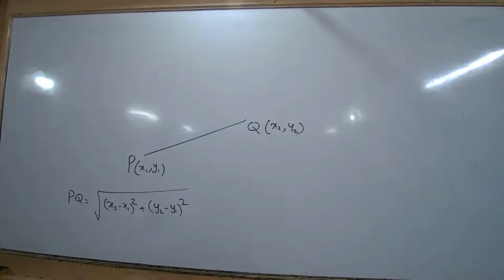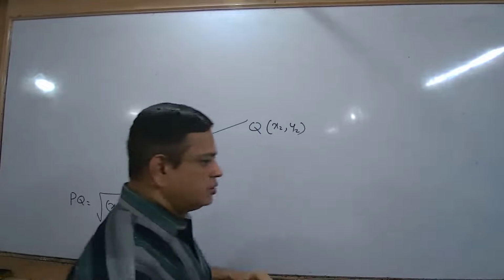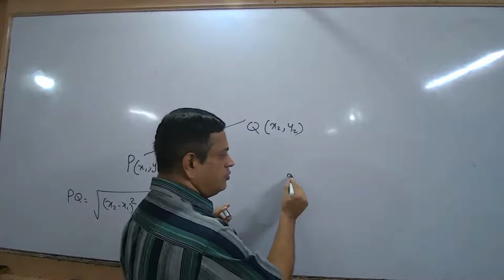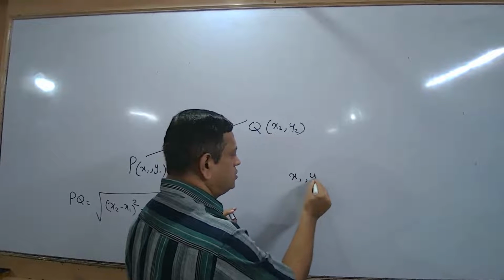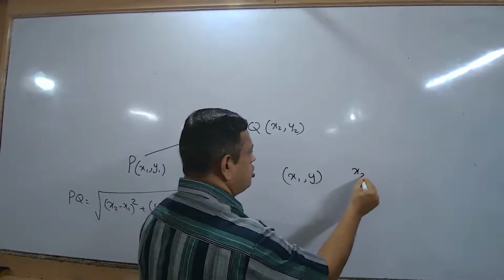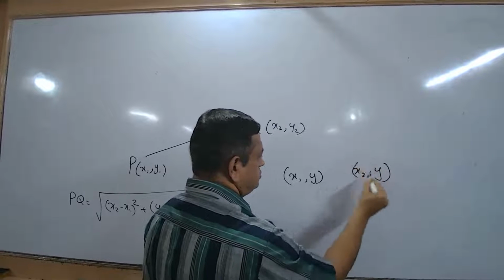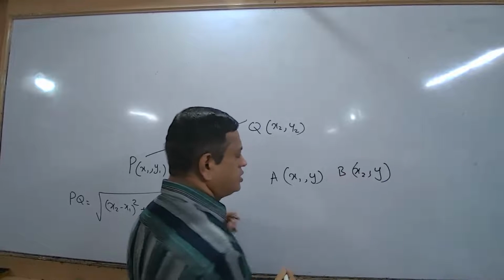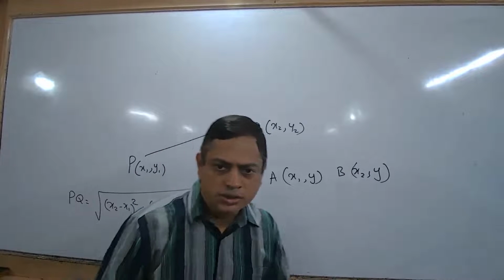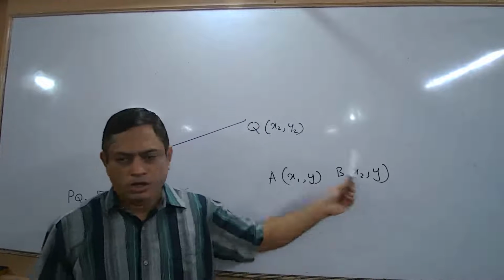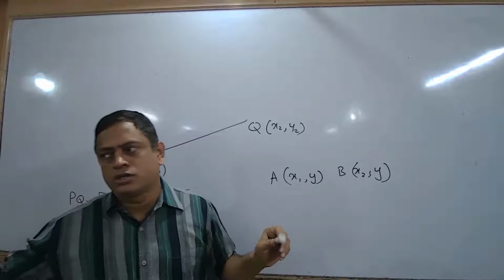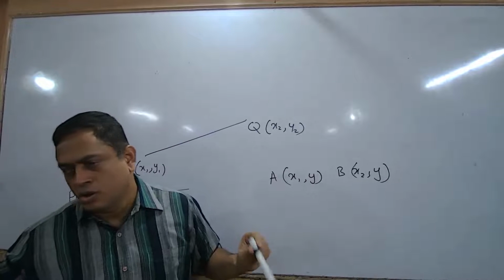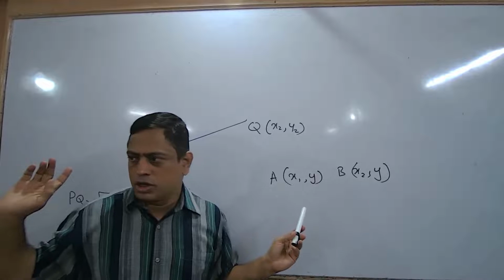Next is if 2 points. Listen here. If 2 points are of the form, let's say x1, comma y, and x2, comma y. Let's say A is x1, comma y, and B is x2, comma y. Have you noticed anything? What is it? Y coordinate is same.